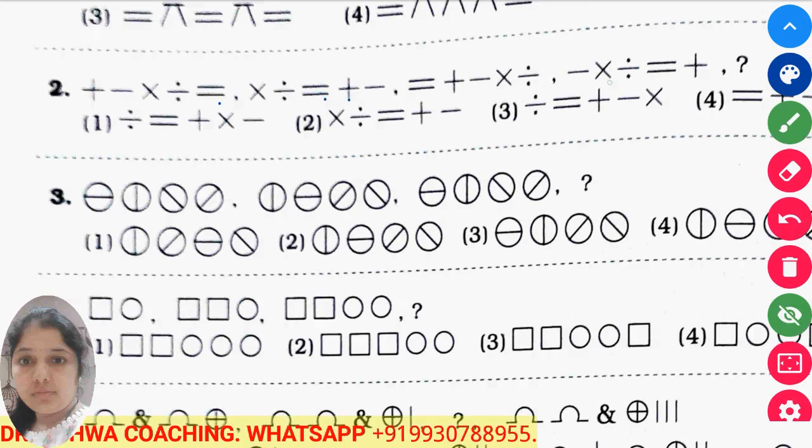So you can get the idea about the next pattern, in which division will be there at the first position, then equal to sign, then plus sign, then minus sign, and then multiplication. Now see which of the answers shows such a pattern. So option number 3 shows such a pattern, so your answer is option number 3.